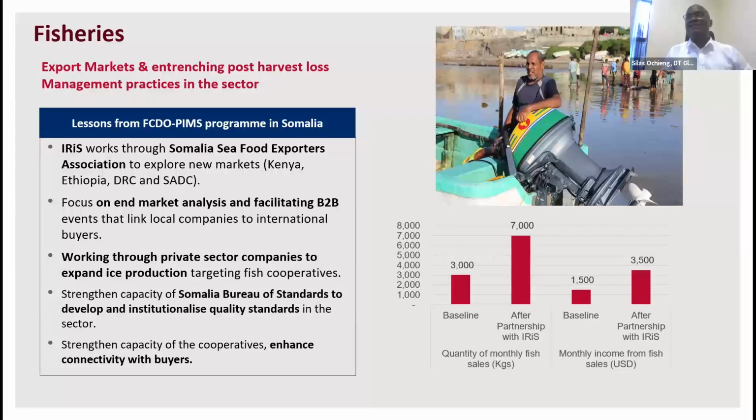And learning from previous programs, instead of working with individual companies, we are now working with an association, that is the Somalia Seafood Export Association. This association comprises 35 private sector companies, and we are working collectively to expand new markets. So what are we doing at the moment? We've commissioned an end market analysis study in the neighboring countries, that is DRC, Kenya, and Oman, to understand the demand for fish and what is required to get the fish from Somalia to these new markets.